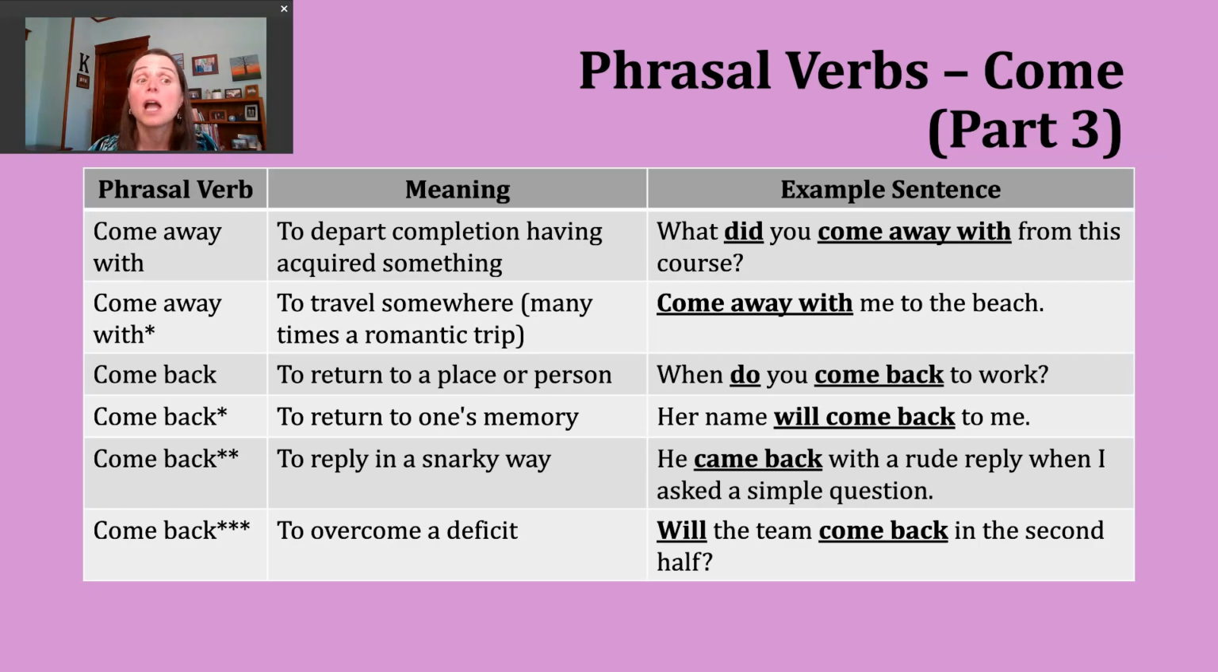Another way to use come away with might mean to travel somewhere. And many times this is used with kind of romantic trips between partners. So an example of this, maybe one says to another, come away with me to the beach. Right? So they're asking that person, travel with me. That's another imperative or a command.